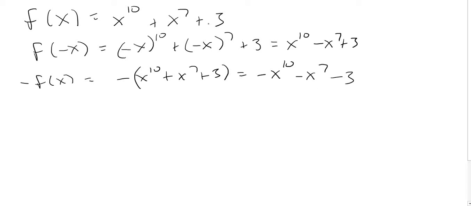The point is that I did the first one. They didn't work. They didn't match, so otherwise I would have stopped there. This is not an even function. So then I said, okay, well, is it odd? When I looked at negative f of x, that doesn't work either. So this is neither even nor odd.